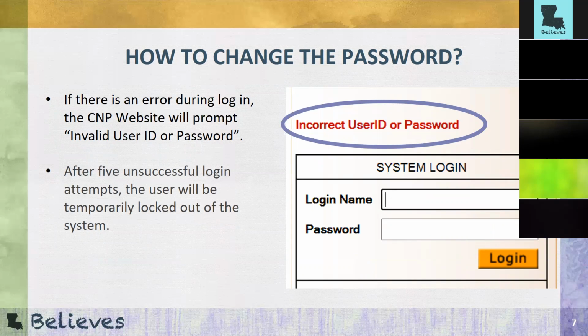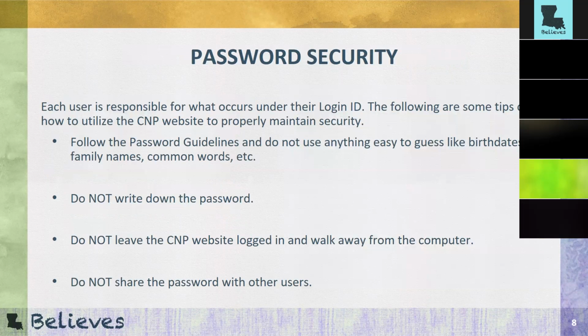Once the user has successfully changed the password, please remember the new one for future use. From that point forward, if there is an error during login, the CNP website will prompt invalid user ID or password. After 5 unsuccessful login attempts, the user will be temporarily locked out of the system. Each user is responsible for what occurs under their user ID or login ID. The following are some tips on how to utilize the CNP website to properly maintain security.